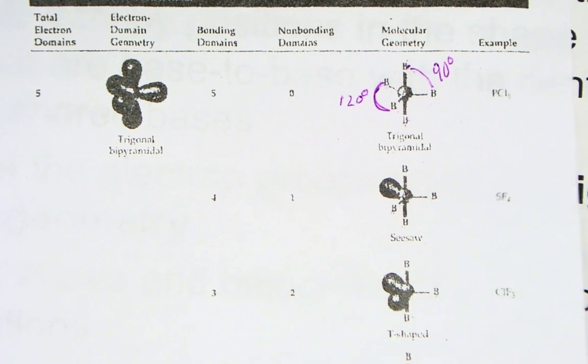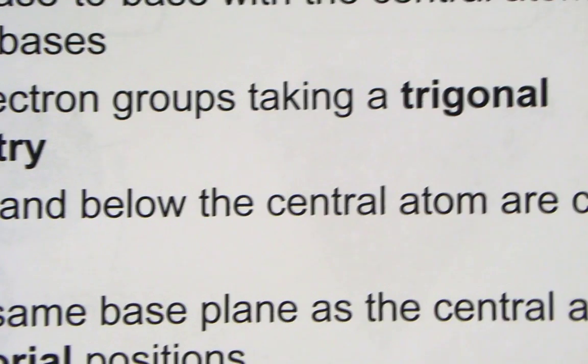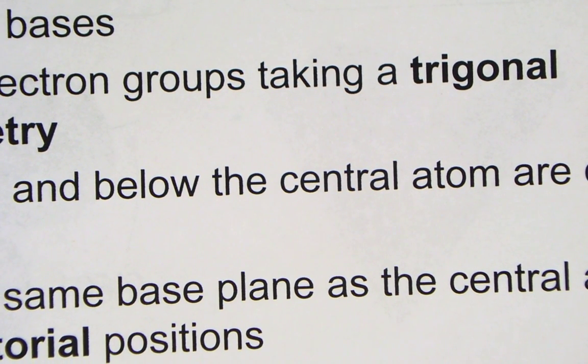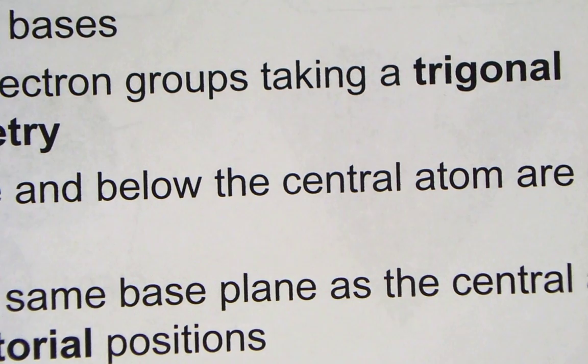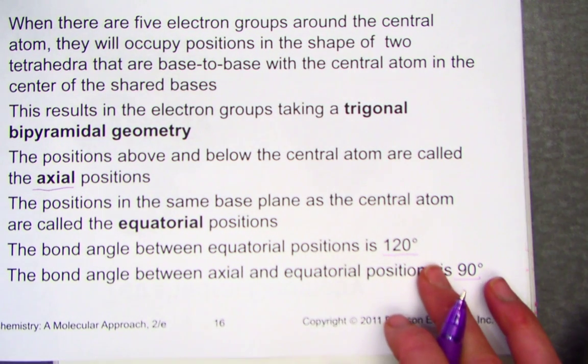So there's two different bond angles in the trigonal bipyramidal electron domain. So the bond angle between equatorial, 120. The bond angle between an axial and equatorial is a 90-degree bond angle. And zoom back out to see those already typed for us there.